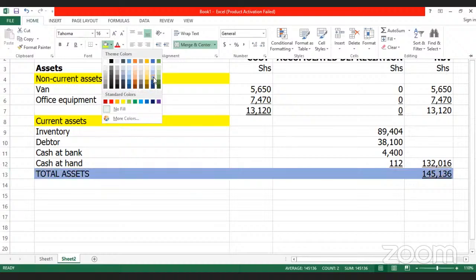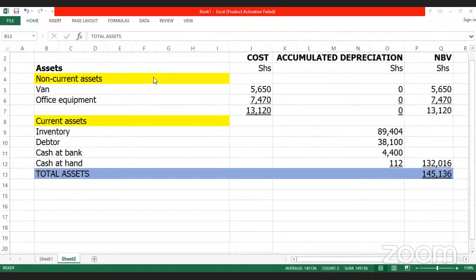Message in the chat box. How did we get the cash at bank? The one asking about the gross profit, I think that's an old question. Okay, cash at bank is 4,420, not 4,400. Let me first check. Yes, the cash at bank is 4,420. Thank you for that correction.